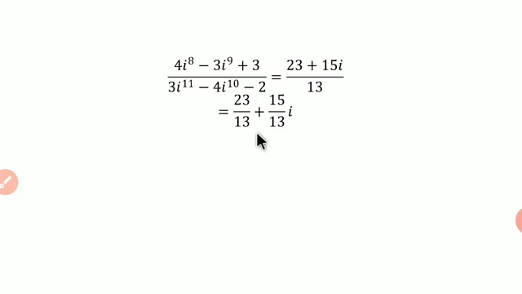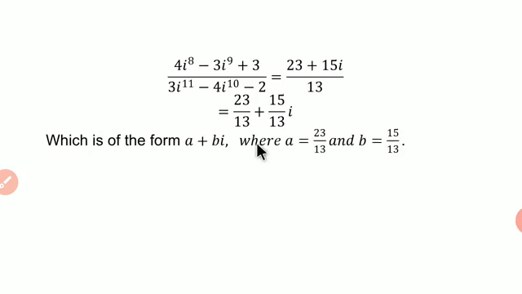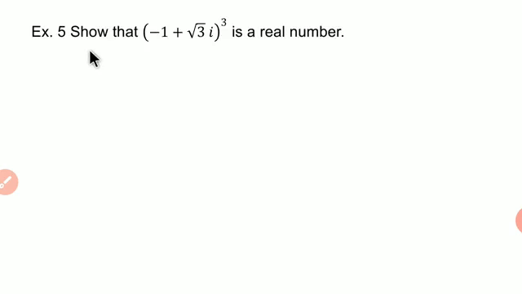Now which is of the form a plus bi, because our aim is to reduce the given expression to the form a plus bi, and we have to find the values of a and b. So which is of the form a plus bi, where a is equal to 23 upon 13 and b is equal to 15 upon 13. This is about example number 4. Now see the next example, example number 5.